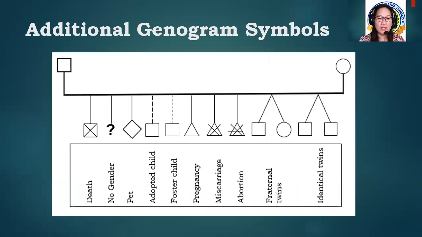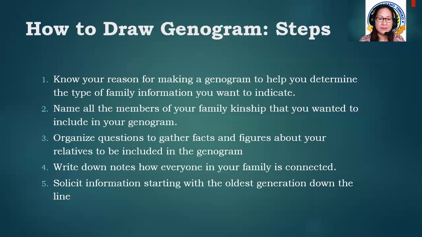What about this one naman? So meron pa tayong mga additional genogram symbols para ma-depict din natin yung physical, social, and emotional connection. So meron tayong symbol for death, no gender, kung yan ay pet, pwede nyo isama ang pet nyo. Sa panahon ngayon kasi maraming mga nag-aalaga ng hayop. If you are an adopted child, foster child, if one of the members is pregnant o kaya miscarriage, nakunan siya or nagkaroon ng abortion, or it can be fraternal twins and identical twins. So pwede niyong gamitin yan, and you can also get those symbols in your module. Okay? So moving on.